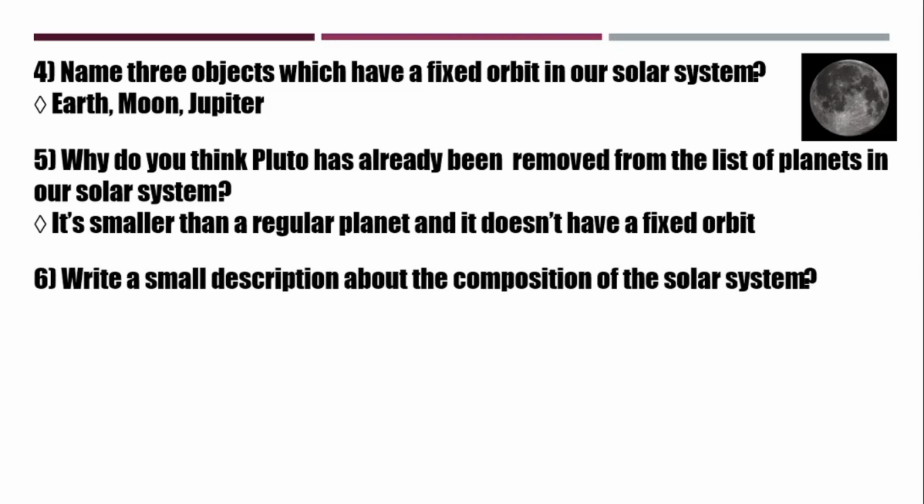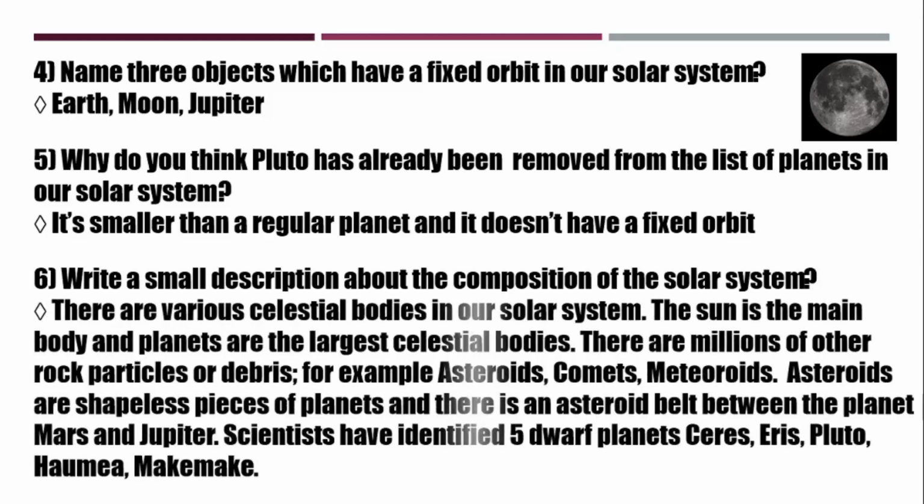Question number 6. Write a small description about the composition of the solar system. If they ask you in the zonal paper or the provincial paper to write down a small description about the composition of the solar system, you can take this one as the answer. There are various celestial bodies in our solar system. The Sun is the main body and planets are the largest celestial bodies.